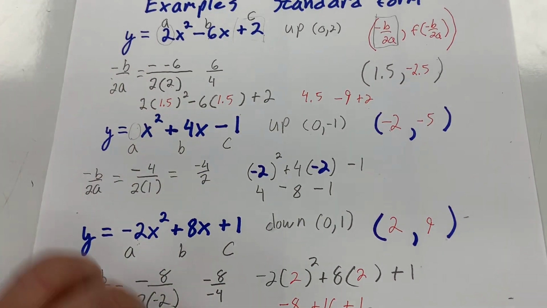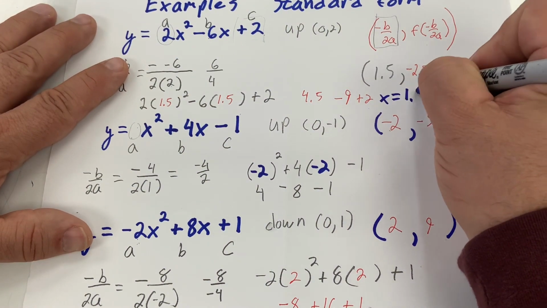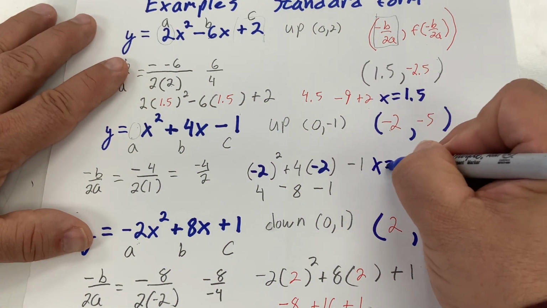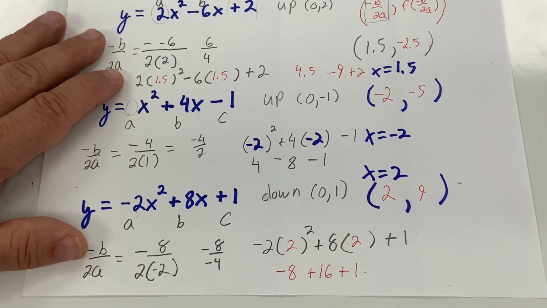Let's go over the AOS, the axis of symmetry. My axis of symmetry is going to be x equals 1.5. It's going to be x equals negative 2. It's going to be x equals 2 for this one.